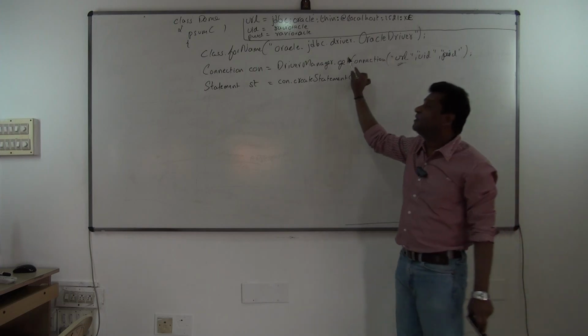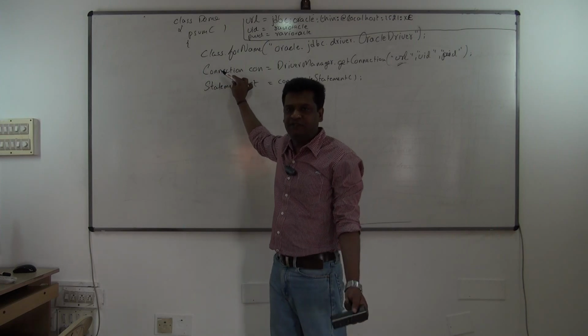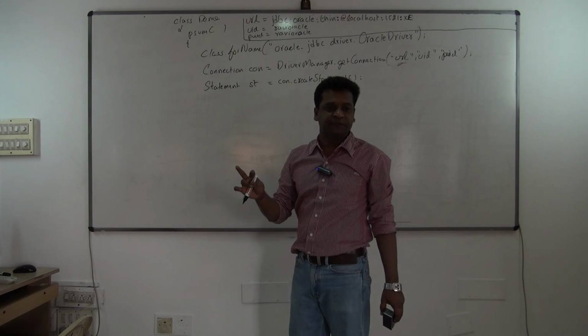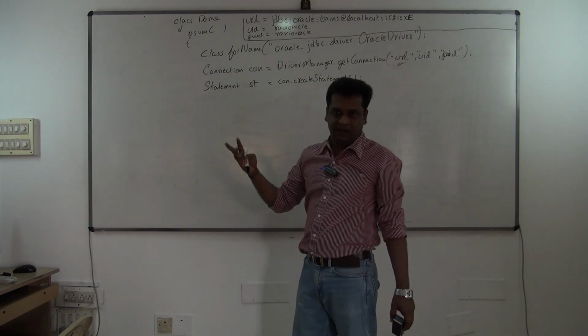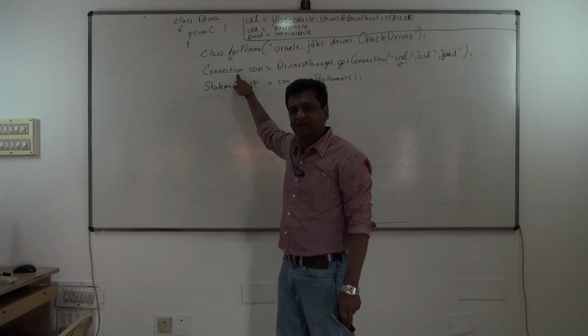So if I execute this method, it will return me an interface called Connection. In Java, how many types do you have? Class, subclass, abstract class, interface. So Connection is an interface.